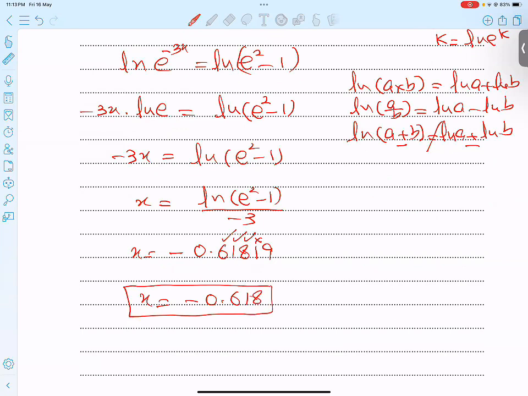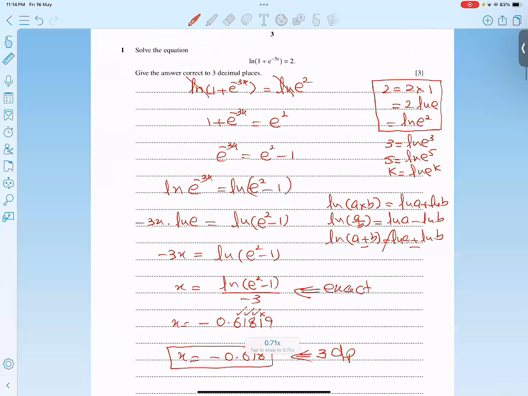And I hope you got the point. I just did 2 ways. So this is called exact form. Mostly he asks for the exact form, and this is the 3 decimal place form. I hope the concept is very clear. That was question number 1.